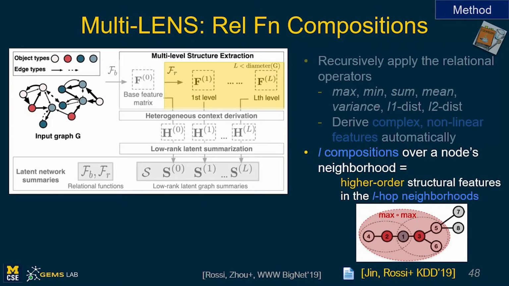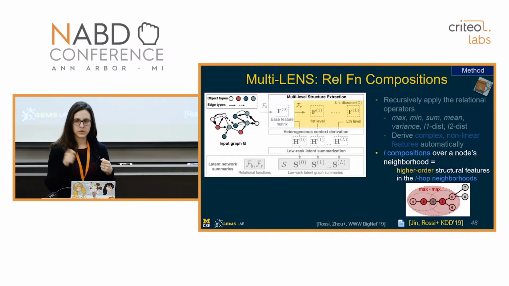Now, I don't want to just do that, right? This goes back to feature engineering, essentially. I'm deciding what to extract. So we want to be able to learn some new features, and ideally non-linear ones. So what we do is we recursively apply graph operators in the neighborhoods that we have defined. And some operators that we look at is max, min, summation, mean, variance, and others.